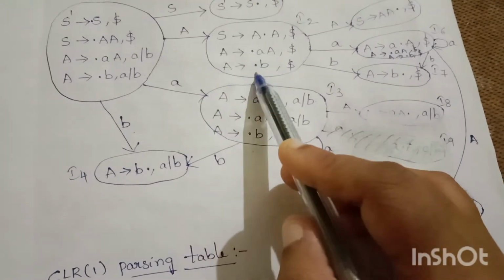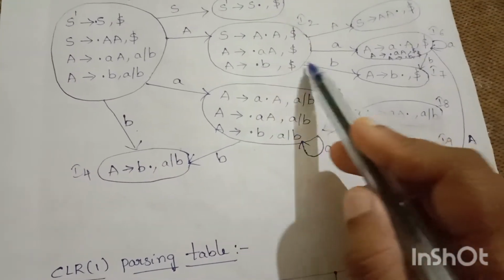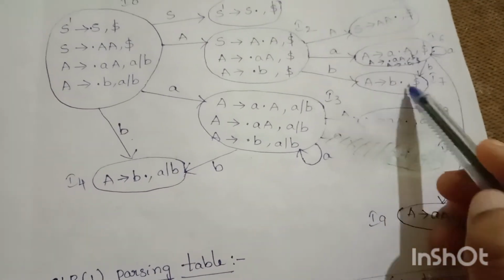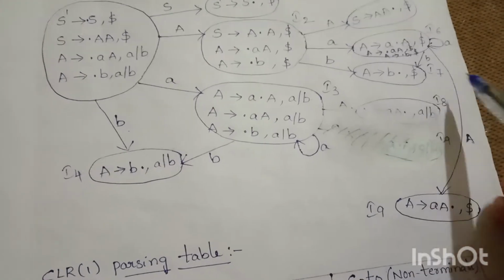And next this one, A tends to dot b. So you need to shift this dot here. So I2 on state b becomes A tends to b dot and look ahead symbol dollar. This I am naming as state I7.